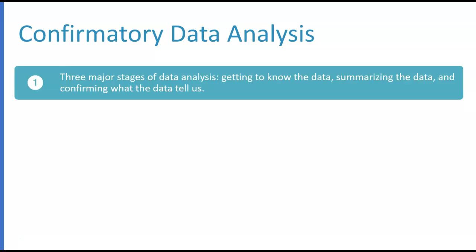Just to review where we're at in your journey through research methods this semester, you've learned here in the last section of the course that there are three major stages to the process of data analysis: familiarizing yourself with the data, summarizing the descriptive statistics, and in some cases providing visual ways of imagining the data, and then confirming what the data tell us by conducting tests.